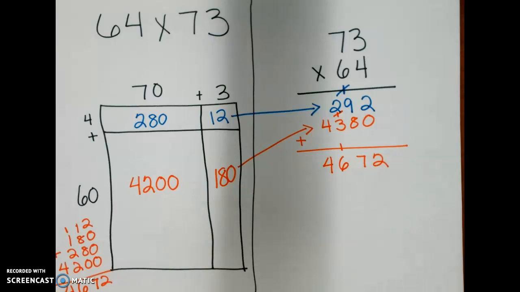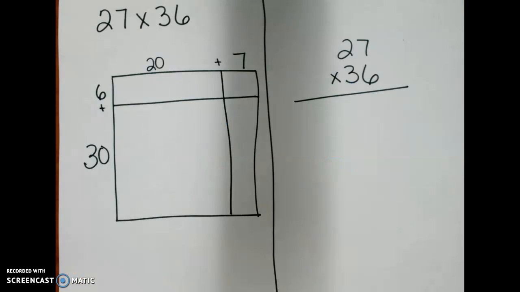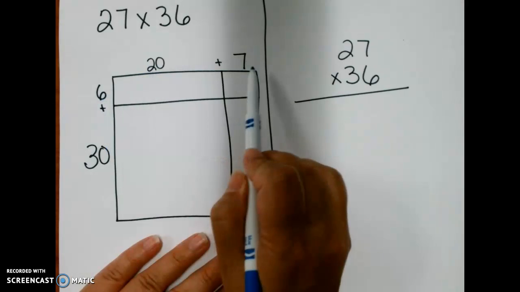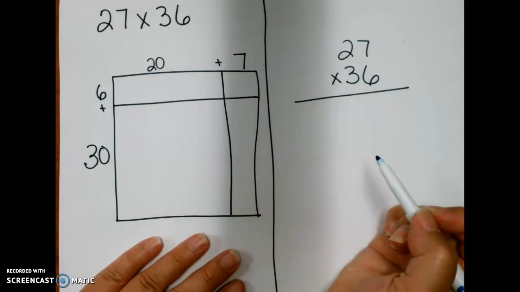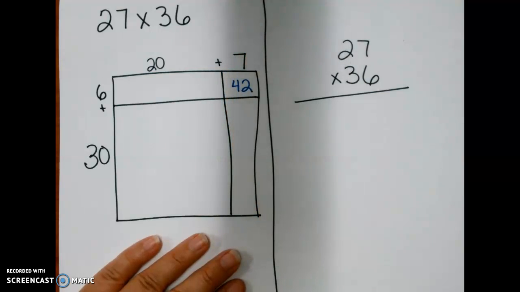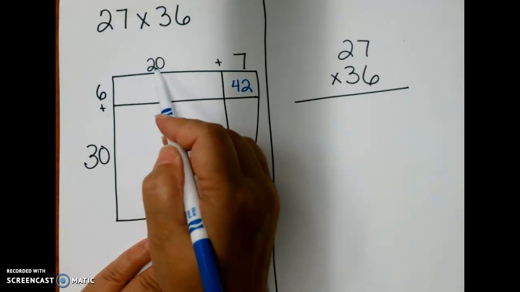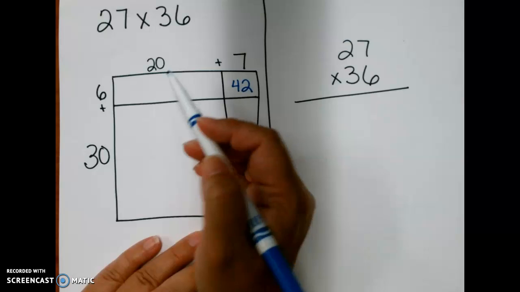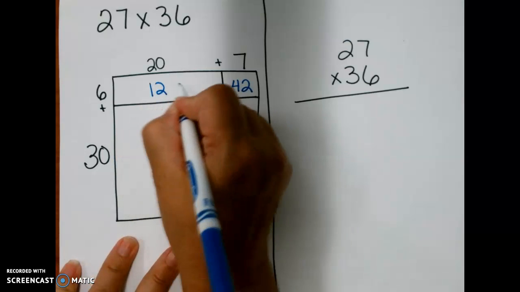Okay, let's try another one. Okay, so now we're going to multiply 27 times 36. Again, pause the video, draw your area model, write the standard algorithm next to it so that as we multiply, you can go back and fill it in. So, I have 6 ones times 7 ones. How many ones is that? 42. So I have 42 ones. Now I have 6 ones times 20, which is 2 tens. So that gives me 12 tens.